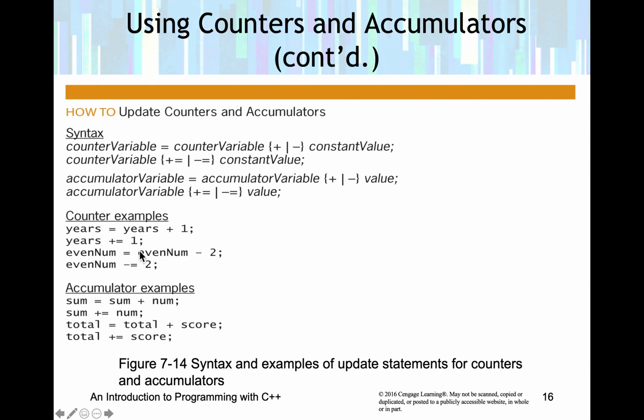We can use the shortcut that we learned before, which is putting together the plus and the equal sign like this. So these are the same thing. This says years equals years plus 1. Even number equals even number minus 2.